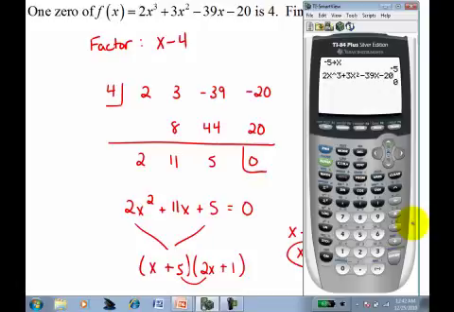The other thing I can do, though, is I can actually graph the polynomial. Because another thing about a zero is, since it's a value of x that makes the function or the y value 0, the zeros are the places where this crosses the x-axis.